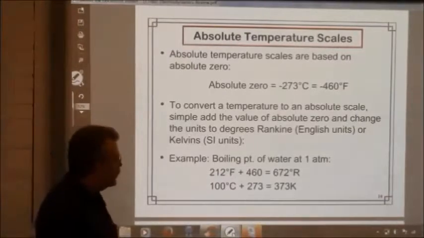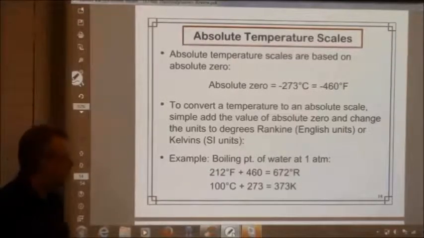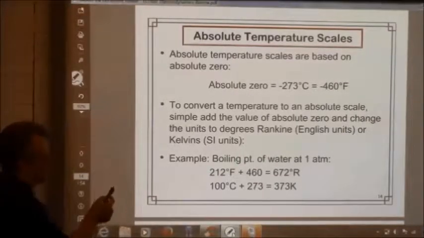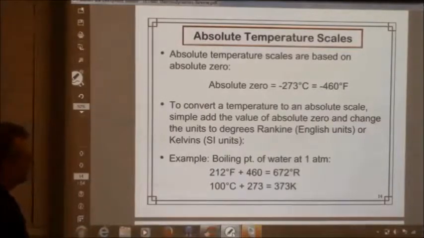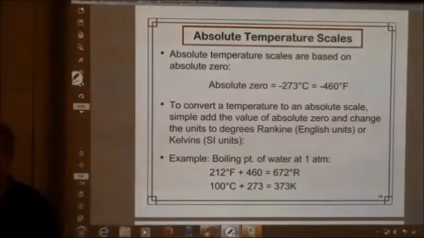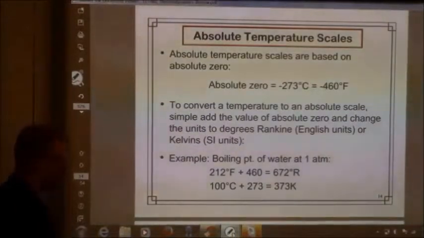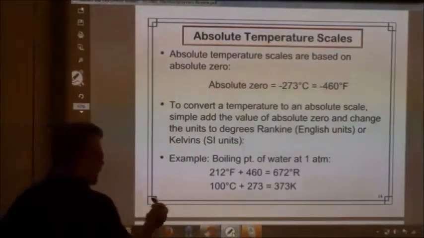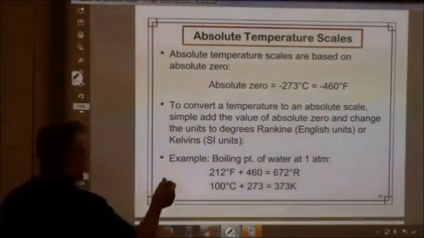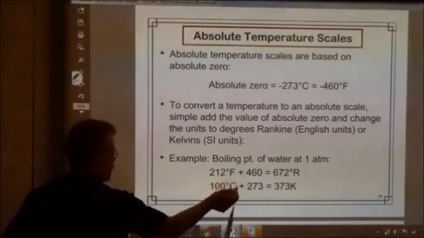Now, what we've talked about so far are the temperature scales, degrees Fahrenheit and degrees C. However, thermodynamically, a more useful temperature scale is one based on absolute zero, where absolute zero is minus 273 degrees C or minus 460 degrees Fahrenheit. And so if you want to convert between the two, you just add the required number.